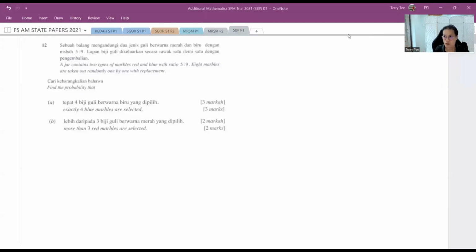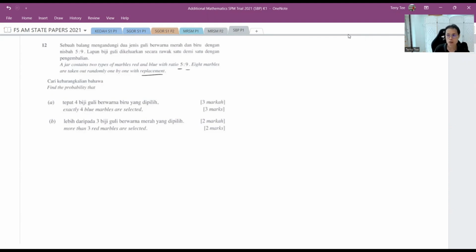Okay. Moving on. Question number 12. This is Form 5, Chapter 5, Probability Distribution. So first, you have a jar that contains 2 types of marbles, red and blue, in the ratio of 5 to 9. So 8 marbles are taken at random, 1 by 1 with replacement. Now remember, with replacement means you draw, you put back, you draw again. So the probability of getting red marble or blue marbles are always the same.